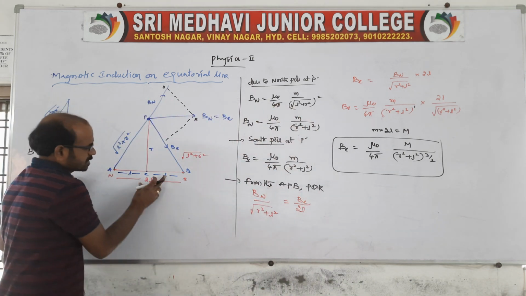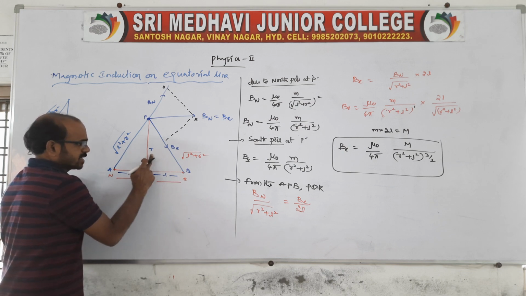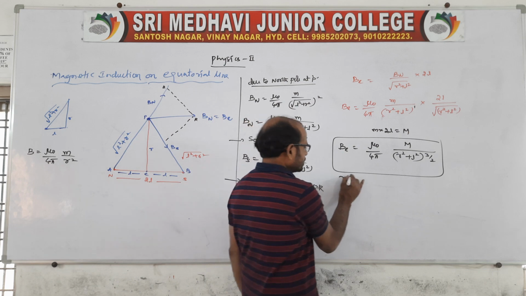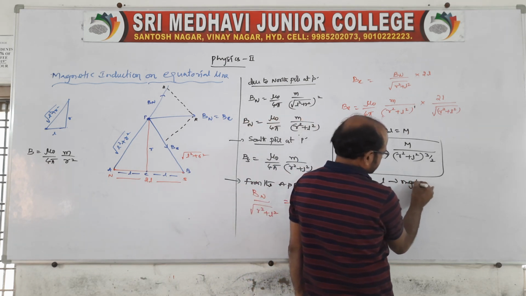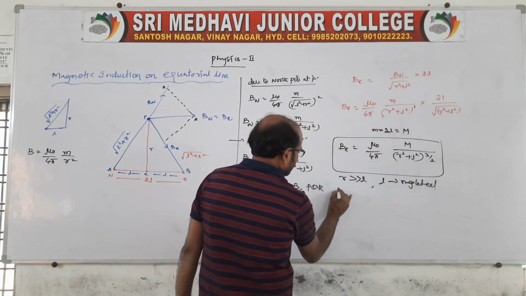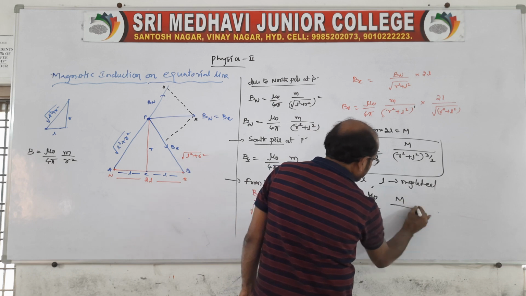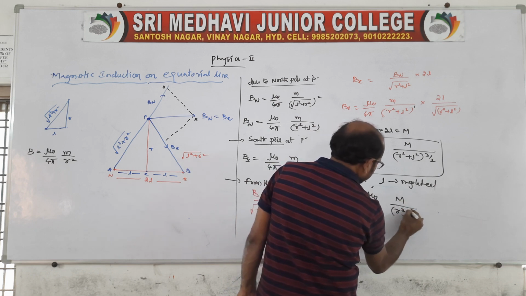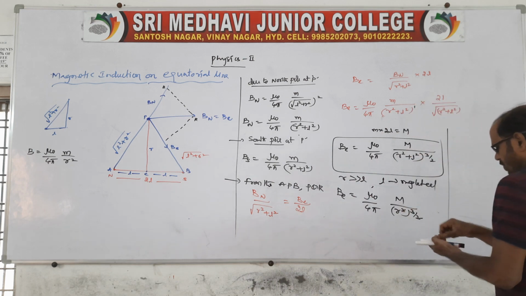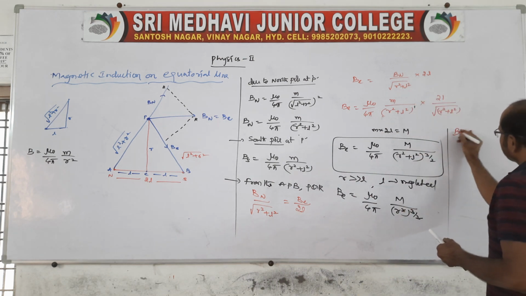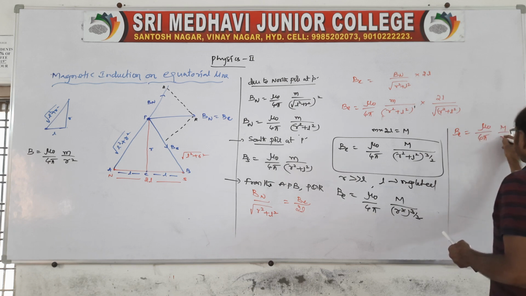Suppose the distance from the center, capital R, is very much greater than L, so L can be neglected. Then on the equatorial line, it is mu naught by 4 pi into capital M by R square whole power 3/2. So this cancels, and the magnetic induction on the equatorial line will be mu naught by 4 pi into capital M by R cube.